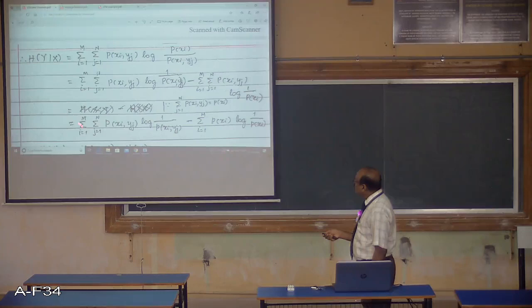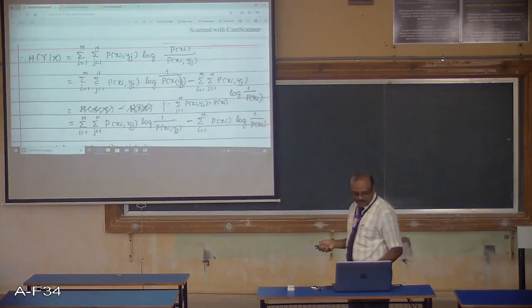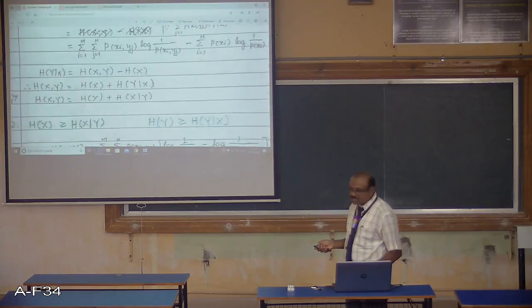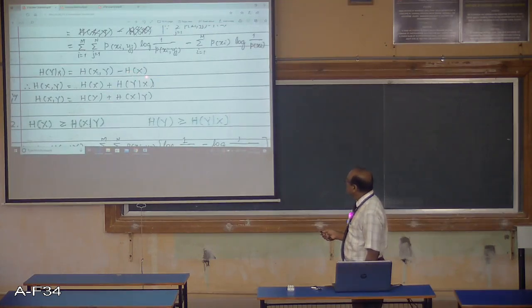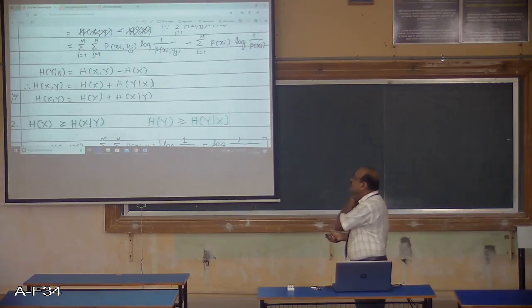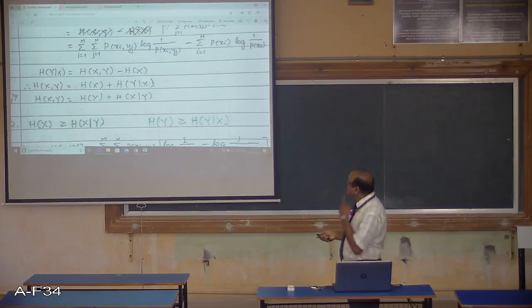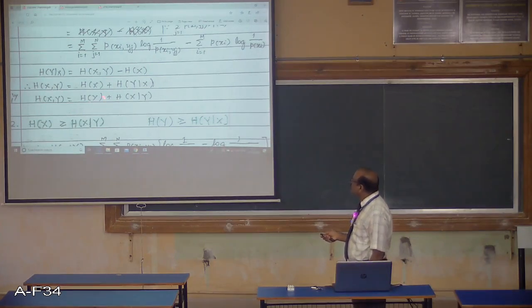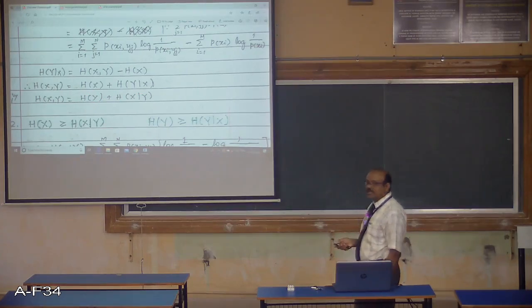If you look at this relation, the first summation is the joint entropy H(X,Y), and the second is H(X). Therefore H(X,Y) is H(X) plus this conditional entropy, when it goes to that side. On the same line, we can prove the output entropy and the conditional entropy.